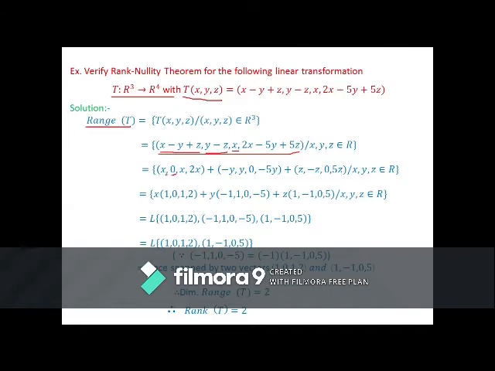Similarly, we have taken y from each component. Here minus y from the first component, from the second component we have taken y, and in the third component only x is there, so we have taken 0, and from the fourth component we have taken minus 5y. Similarly, we have taken z from the first component, minus z from the second component, 0 from the third component, and 5z from the fourth component. When we add these, we will have this quadruple.